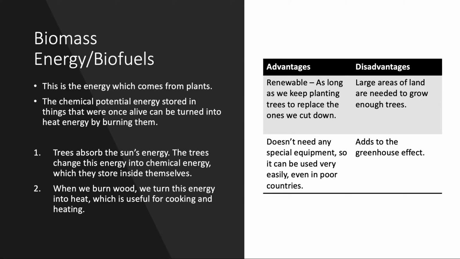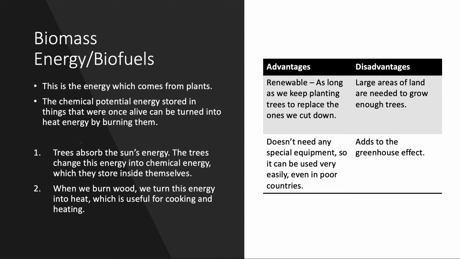Now moving on to biomass energy or biofuels. This is energy which comes from plants. The chemical potential energy is stored in things that were once alive and can be turned into heat energy by burning them. So things that were alive before have chemical potential energy in them, and we burn those to get heat energy. Trees absorb the sun's energy. The trees change this energy into chemical energy and they store it inside themselves. We cut down the trees, we burn the wood, we turn this energy into heat, which is useful for cooking and heating.